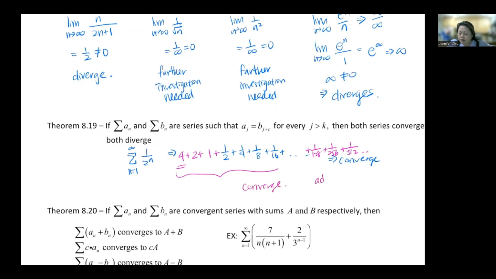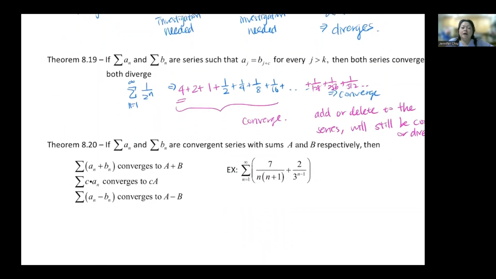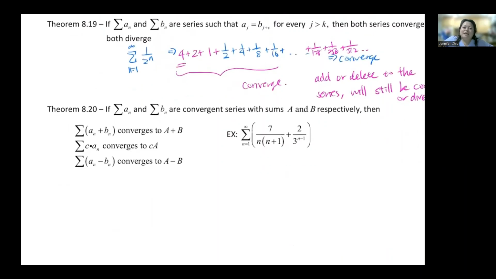So basically what this is saying is you can add or delete terms to the series. It will still be converging or diverging. Okay, so there's a homework problem that really talks about this, so make sure you refer to this theorem again. Okay. All right, theorem 8.2 I think is a little bit easier to understand.